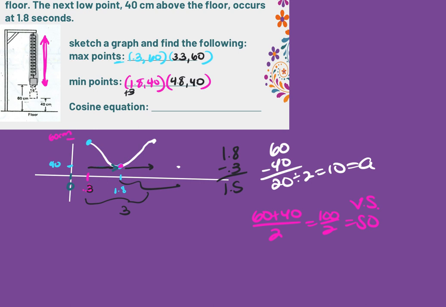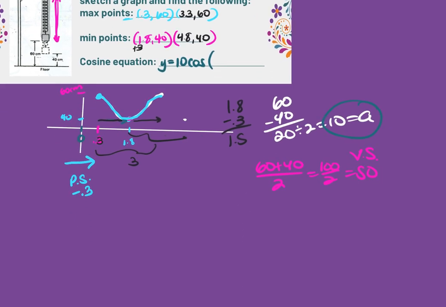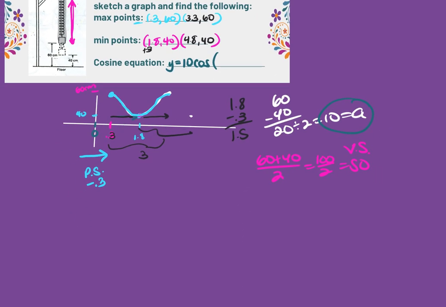And my curve starts up here, comes down and goes up, so I know it's a positive cosine. The question is, I have to shift this over, which means my phase shift is shifted over 0.3 to the right, which means it's going to be minus 0.3. All right, so now let's put together what we have. We have y equals my A, which was 10, cosine. My B, I have to find for my period. So if my period is 3, then B equals 2 pi over the period. So it's 2 pi over 3.